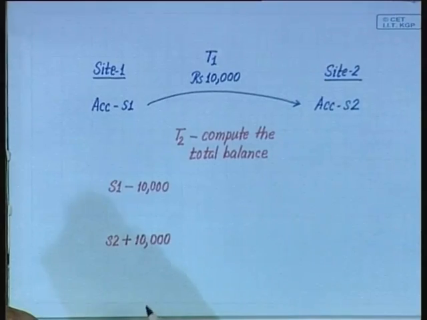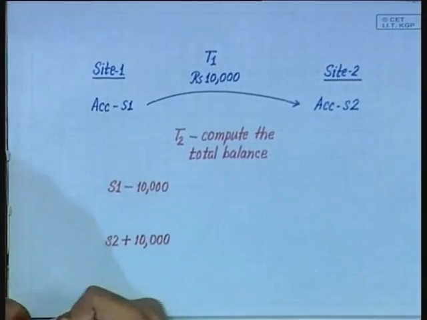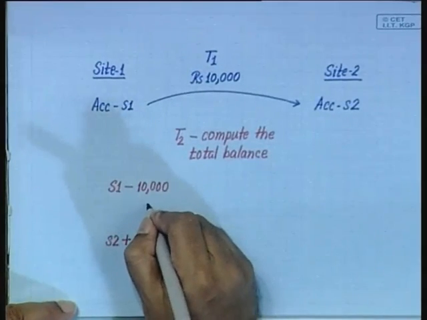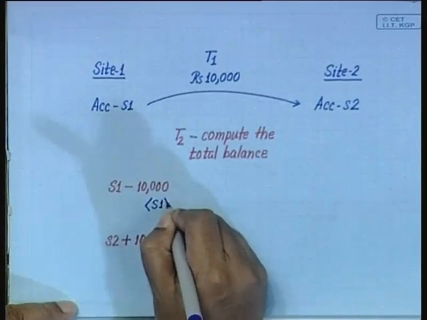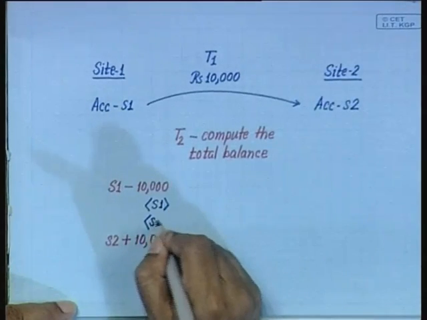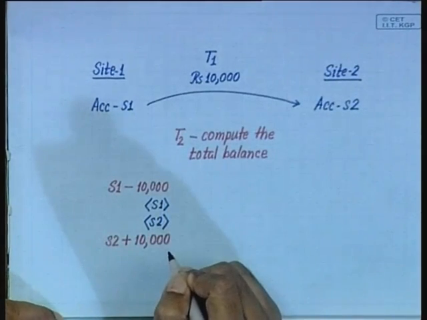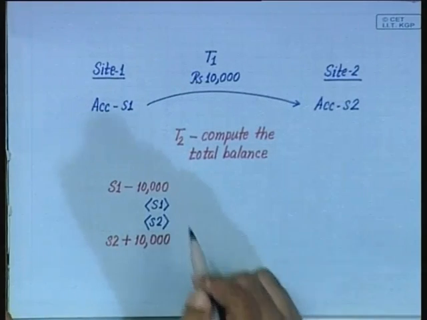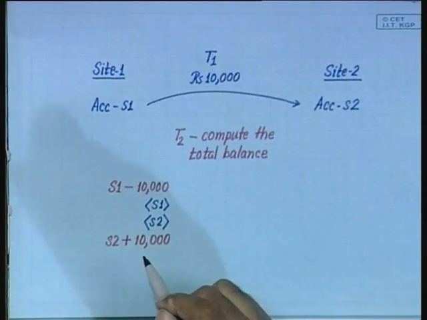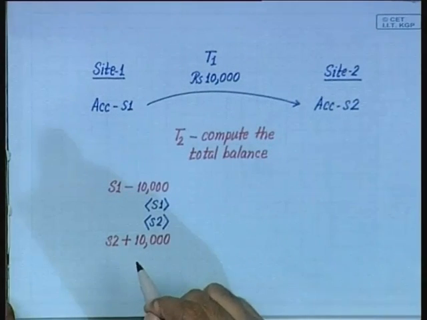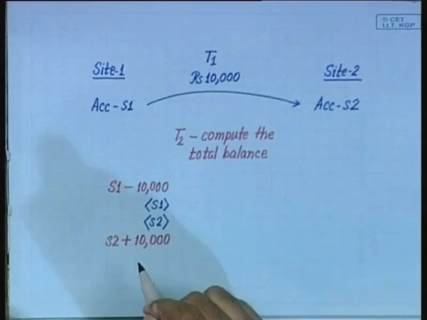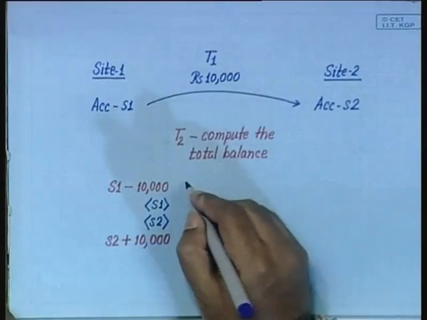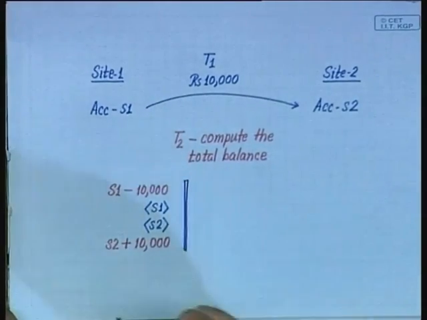Now what happens is that the state of S1, okay, is recorded here, state of S2 is recorded here and then added up and produced. What is going to be wrong? The total balance will be short by 10,000, right. Now, also look at another situation. This is one possible problem.